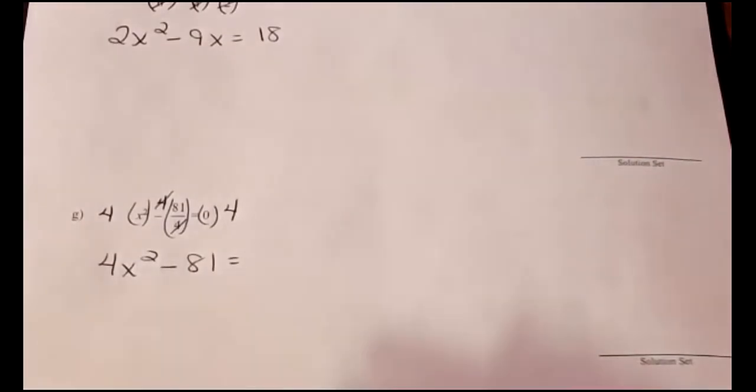So that leaves us with 4x squared. Notice these 4s are going to cancel, so it's minus 81. And then, of course, 0 times 4 is 0. And then you're set up to actually solve. Very nice. Okay, you'll take these home, you'll try these out, and we'll see if you get the correct solution set. So we're going to verify that tomorrow.